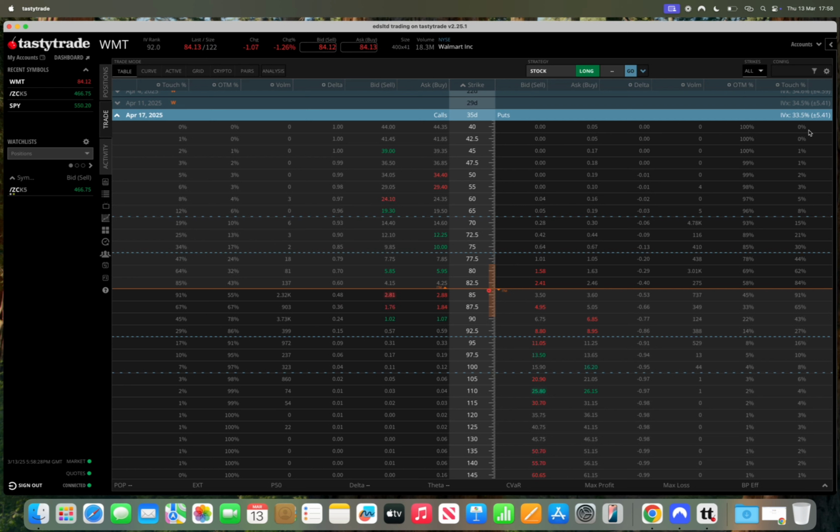If you look in the top right, you have your IV level, which is 33.5%. And then in parentheses, you have the expected move, which is currently plus or minus 5.41. And that expected move is also visually displayed with this vertical orange bar. We have these dotted blue lines here as well that show us our 1 and 2 standard deviation levels. And what we want to do is simply, very simply, sell one call and one put.